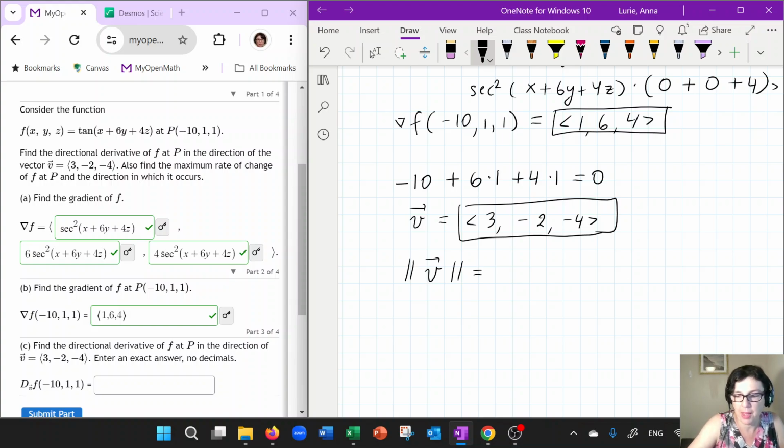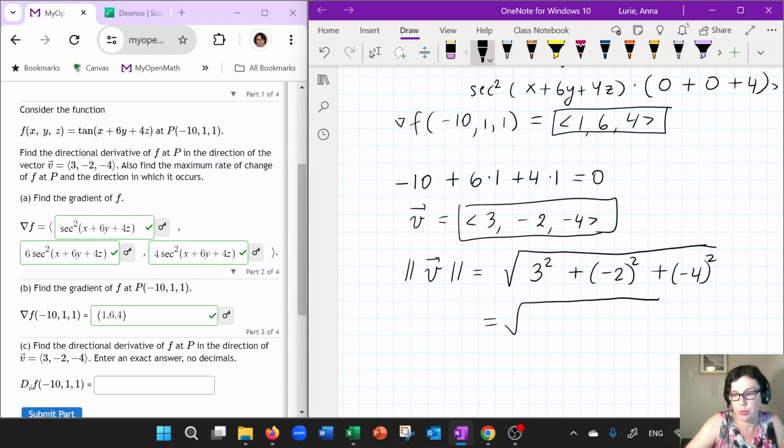Remember that the magnitude is computed by taking the squares of each component. If you are inserting a negative, make sure it is in parentheses. Otherwise, I would recommend you drop it. And each component will be divided by whatever this is. So this will be 9, this is 4, this is 16. So I think that's the square root of 29. So everything here will be divided by the square root of 29.